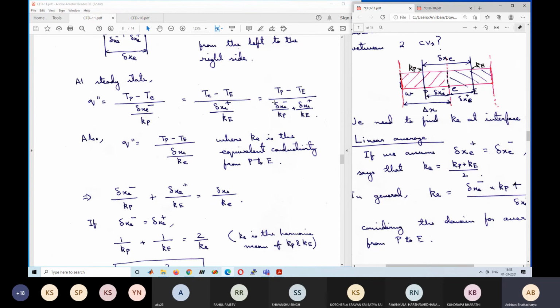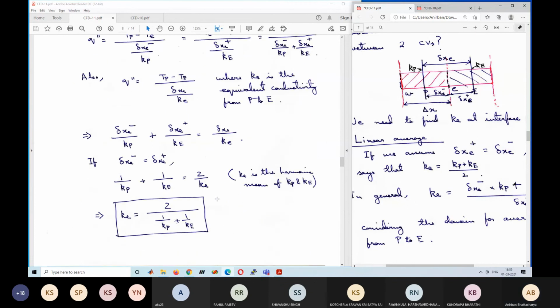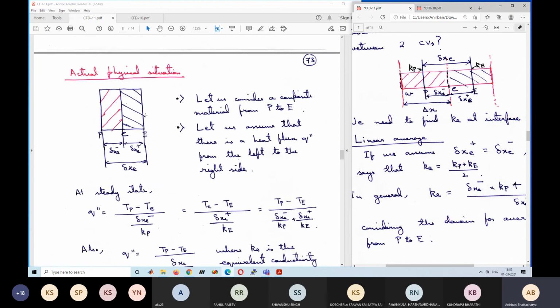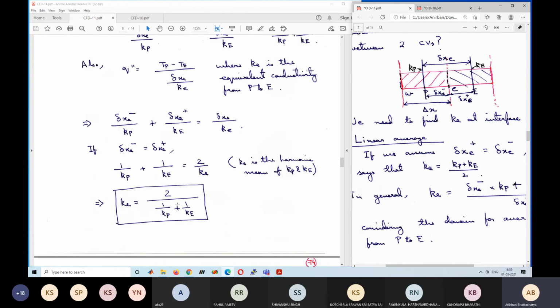So (Tp − TE) divided by (Δxc⁻/Kp + Δxc⁺/KE) should be equal to (Tp − TE) by Δxe/Ke. Or Δxc⁻/Kp + Δxc⁺/KE is equal to Δxe by Ke, small e. Okay, if Δxc⁻ and Δxc⁺ are equal, means if the interface is halfway in between these two points, which is generally the case we take.